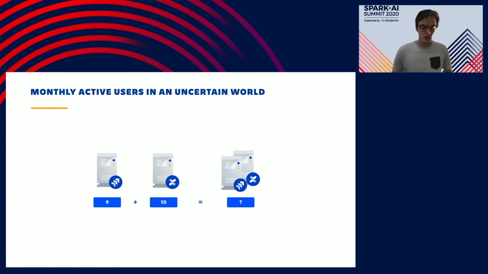But what does a typical equation in this world look like? That is, what is 9 plus 10? Well, if we have a customer with 2 different products, like Jira and Confluence, in the same geography, it might be 11 when put together.